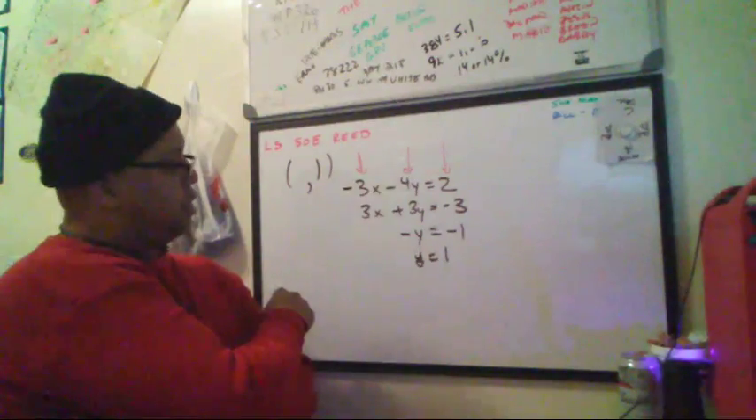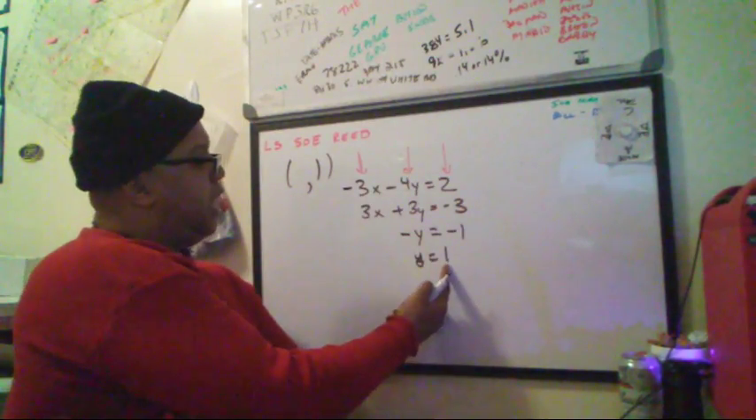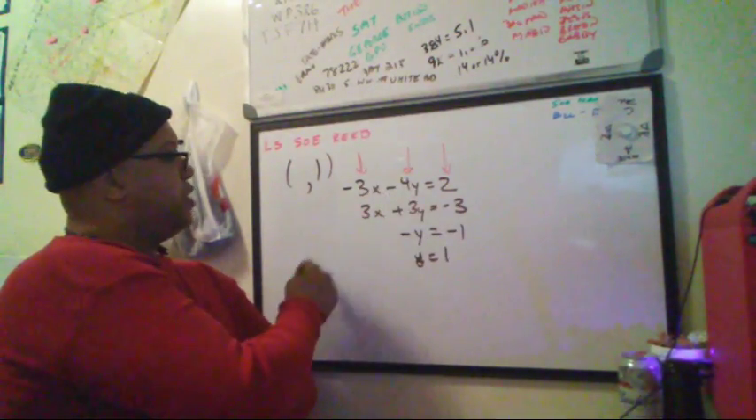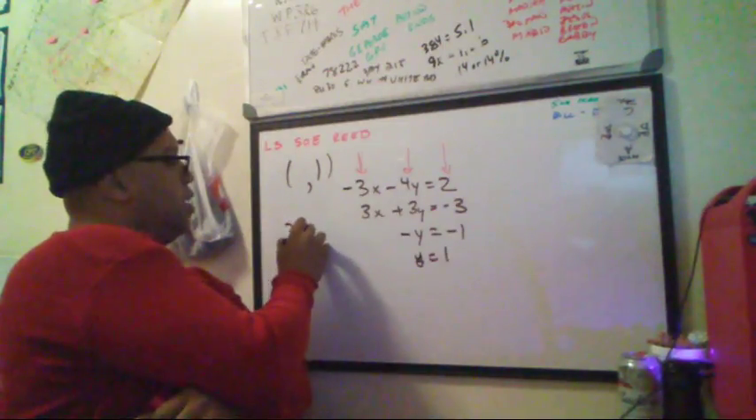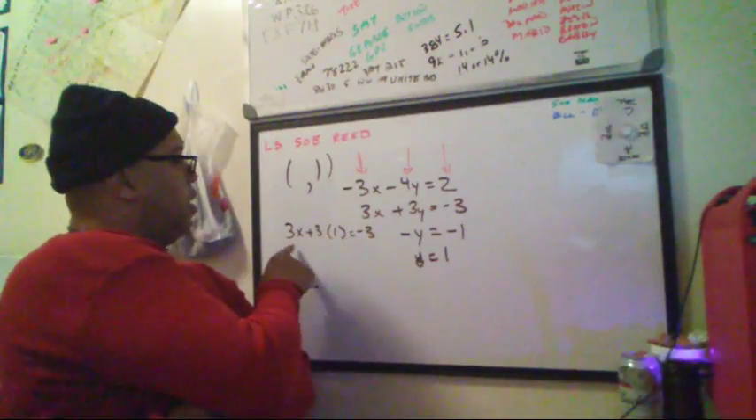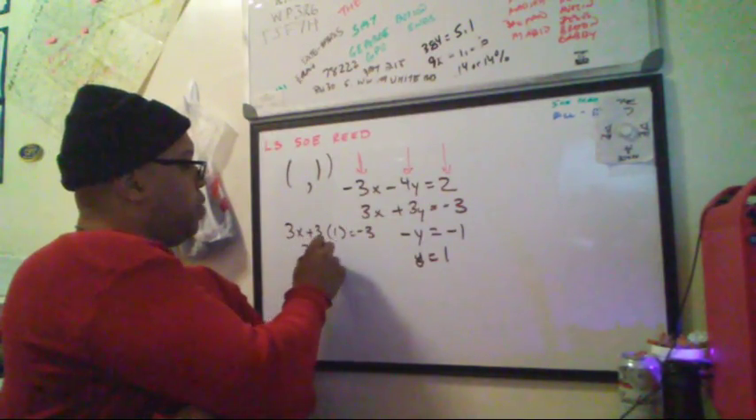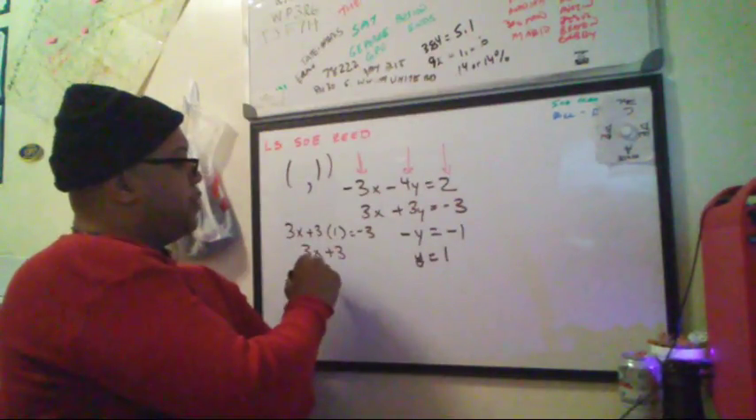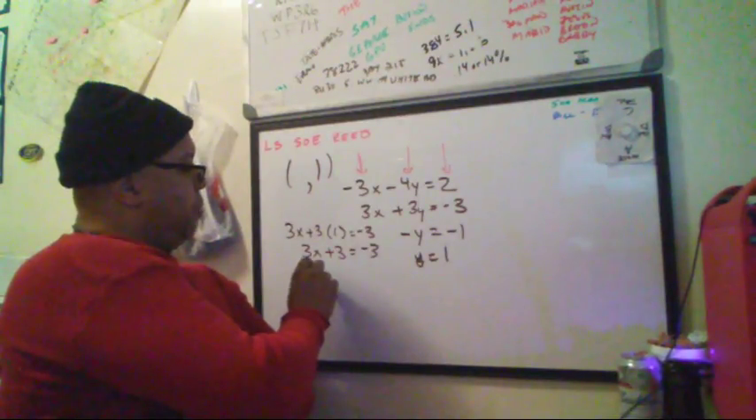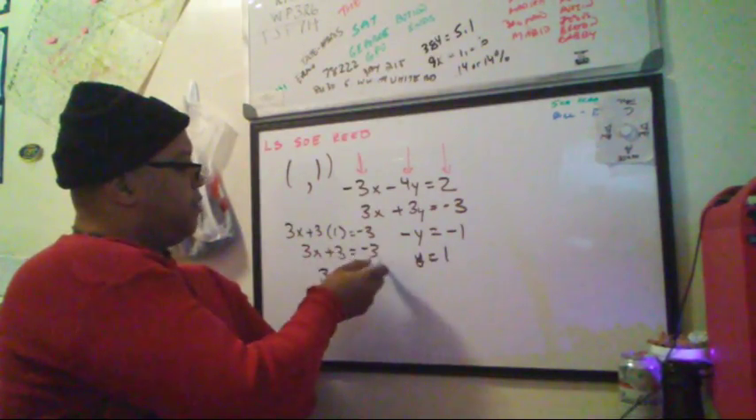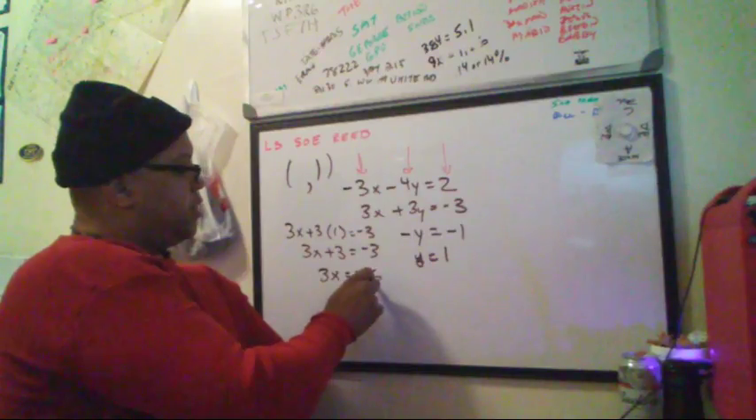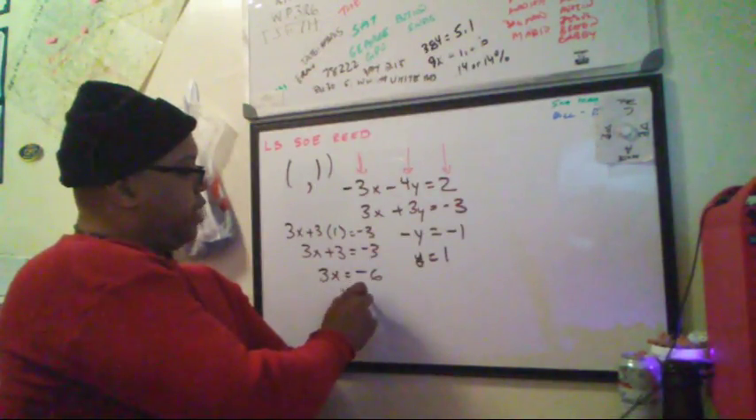Now, substitution. We take the y and we insert it in either one of these to find out what x is. So I'm going to use the second equation. So I'm going to write 3x plus 3, y is being substituted by 1, equals negative 3. All right, 3x plus 3, because 3 is distributed into the parentheses. 3 times 1 is 3, negative 3. And then 3x, 3 jumps the fence with the equal sign and becomes negative, and negative 6. And so x is equal to negative 2.